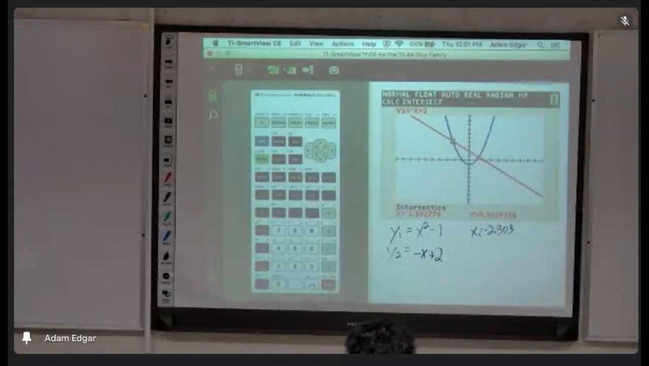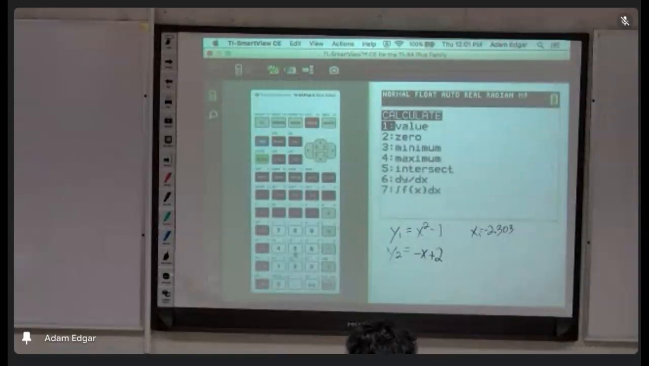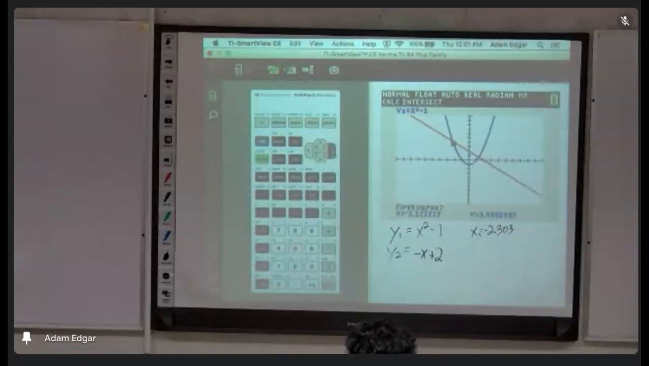All right, board point Javier. Then you do it again because you can see there's another intersection point. So second, trace, intersect, option 5 for me. Maybe it's something different for you. Move the blinky dot over using the left and right arrows, and hit enter, enter, enter, enter, enter, enter. And you get 1.303.